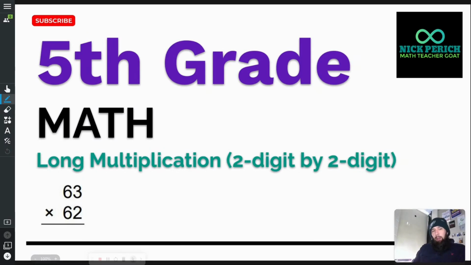Today in 5th grade math, we are doing long multiplication. That's going to be 2 digits by 2 digits. So something like 63 times 62. That's what we're going to do today.